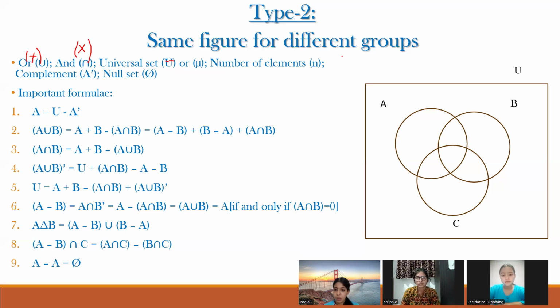The next is complement. A complement, or any complement for that matter, is also known as A dash, sometimes also represented as A bar, with a dash on top. This simply means the complement or the reverse. It means all those elements which are not part of A. If you take A complement, this is A, this entire thing is part of A, so everything which is not inside the circle, that includes this.